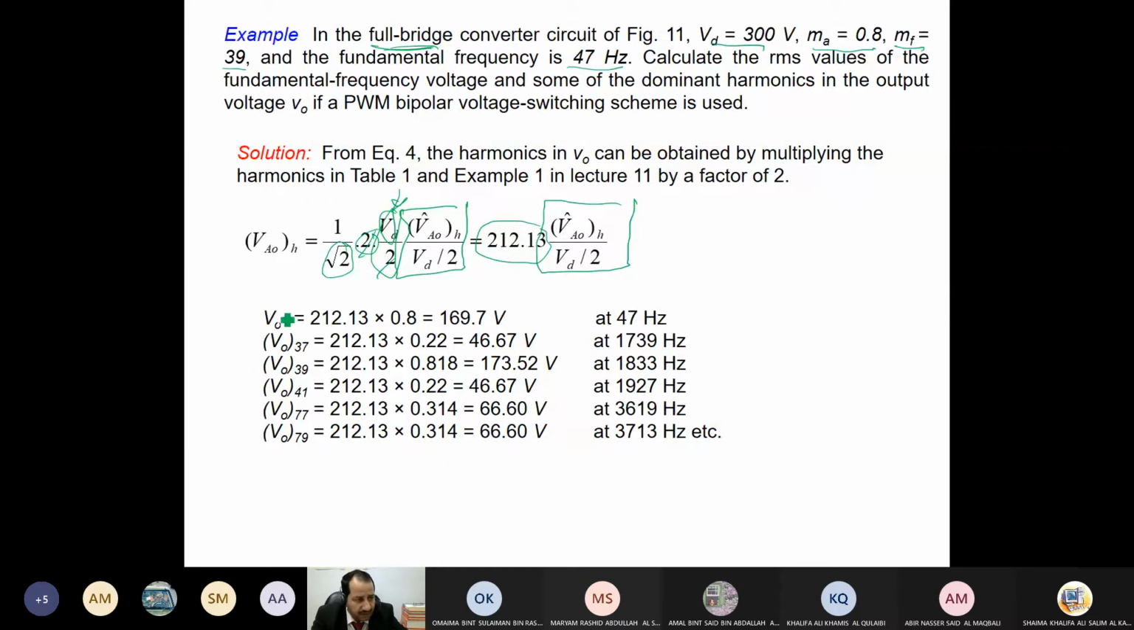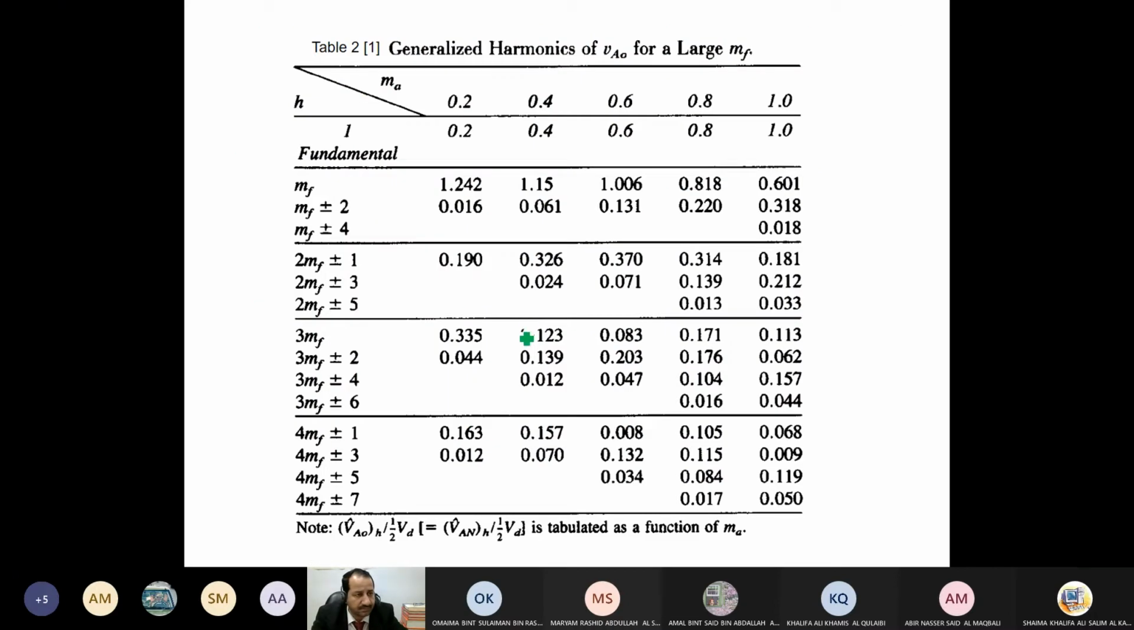So you see, I will find the fundamental, 2mf plus minus 1, plus minus 2. These are the two, okay, and 2mf plus minus 2. Now, how do we find them? We go to the table. Let me take you to the table.